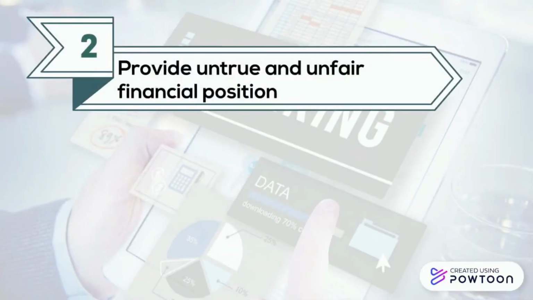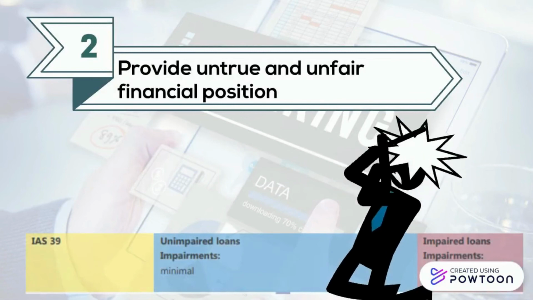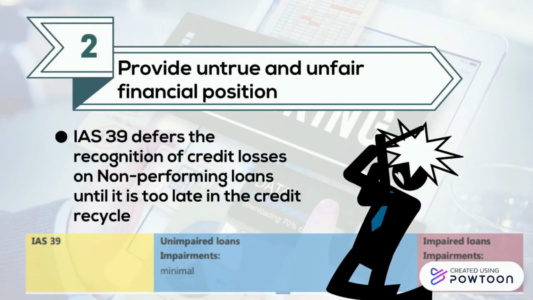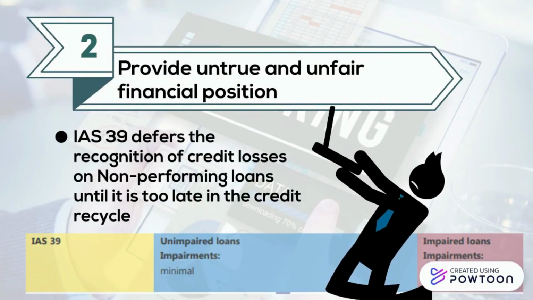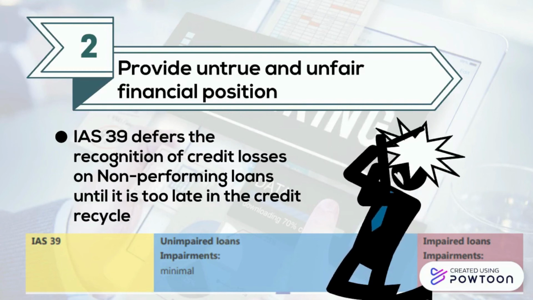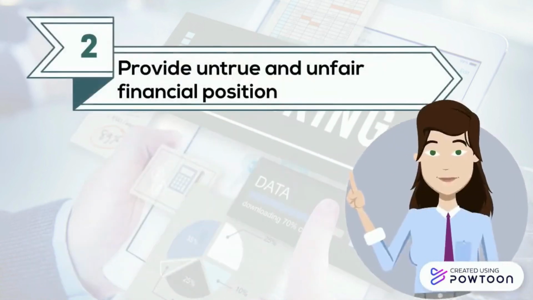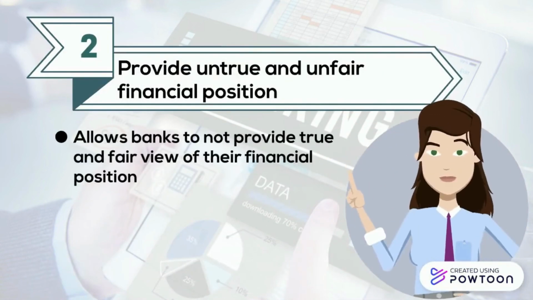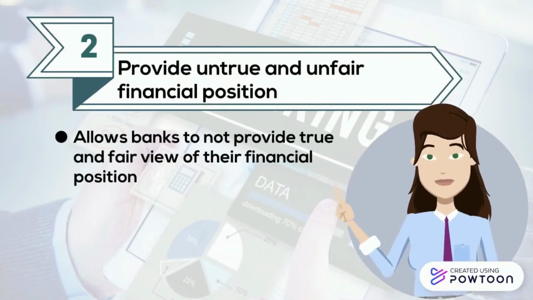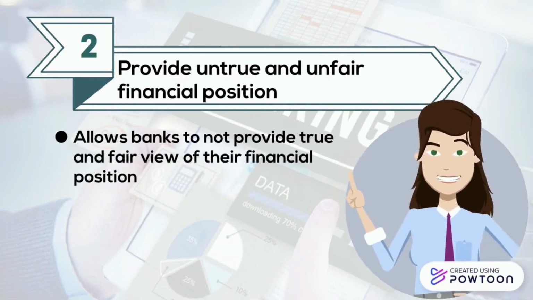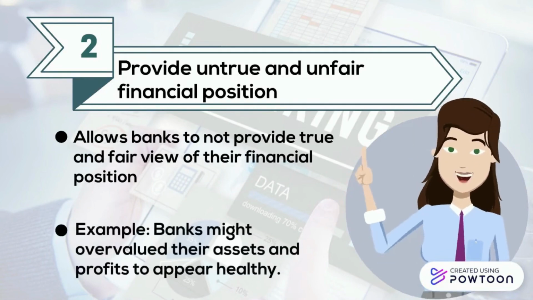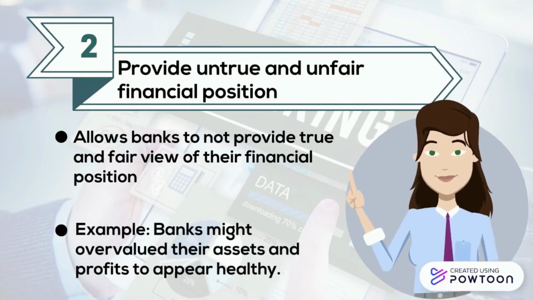Secondly, providing an untrue and unfair financial position. The problem with IAS 39 was that it defers the recognition of credit losses on non-performing loans until it is too late in the credit cycle. IAS 39 requires the bank to recognize its loan losses only if there is any evidence of credit impairment. This allows the banks to not provide a true and fair view of their financial position. In order to make their bank appear healthy, they could overvalue their assets and approximately overvalue their profits.